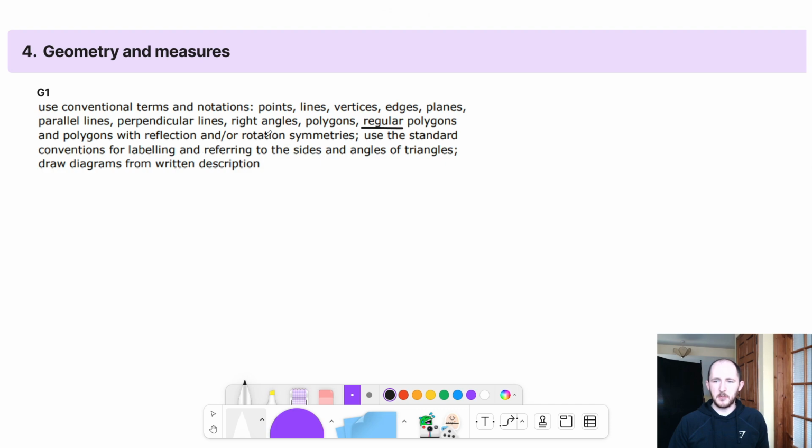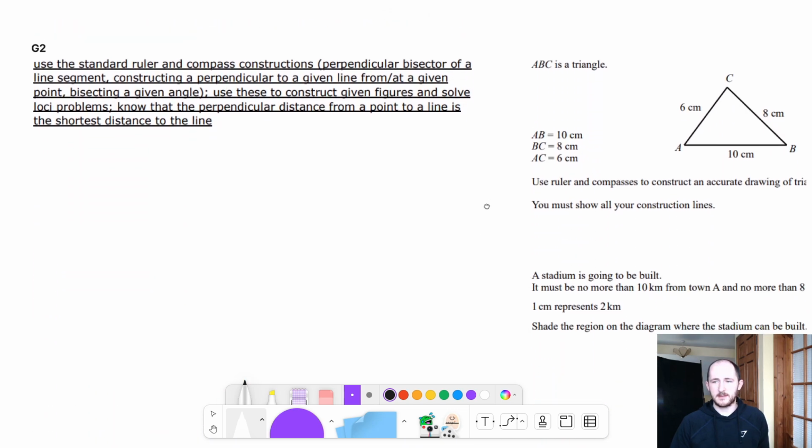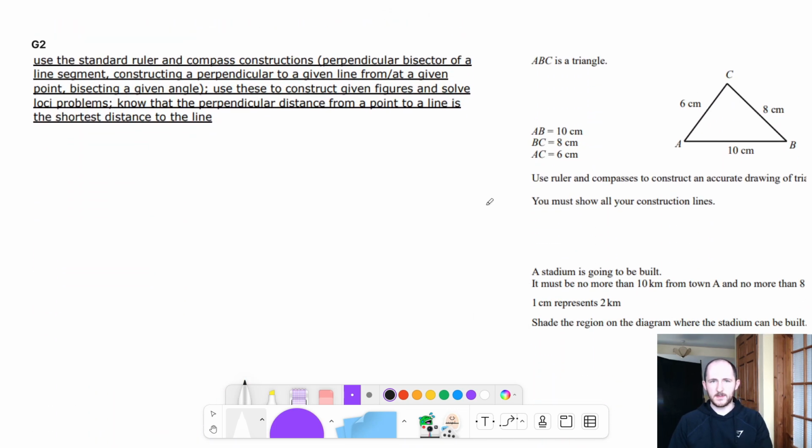You need to also be able to label and refer to sides. What they mean by that is saying, okay, which one's the width, which one's the height, which one's the depth kind of thing, okay? And angles of triangles, and draw diagrams from written descriptions. So draw shapes. Cool. So let's get on to this one.